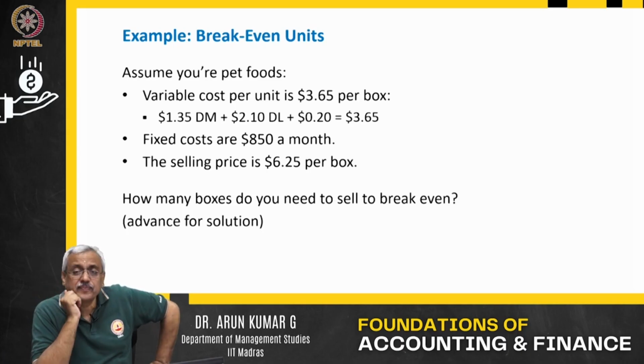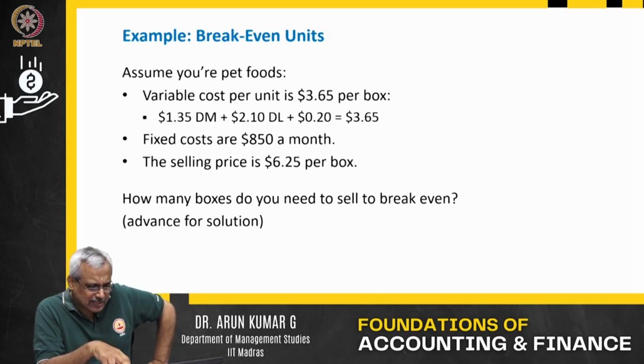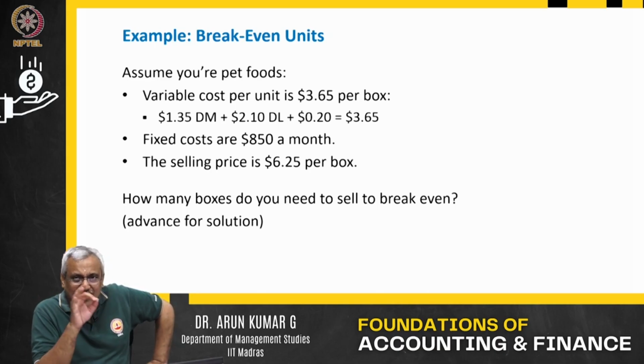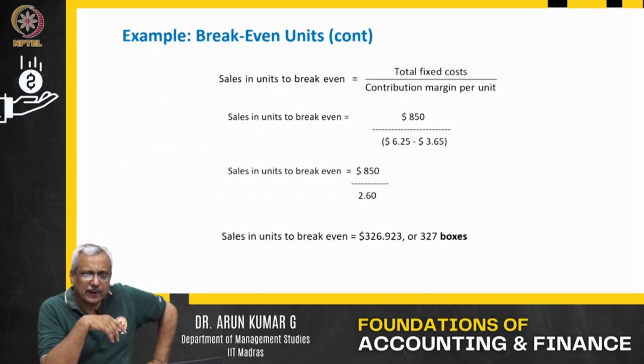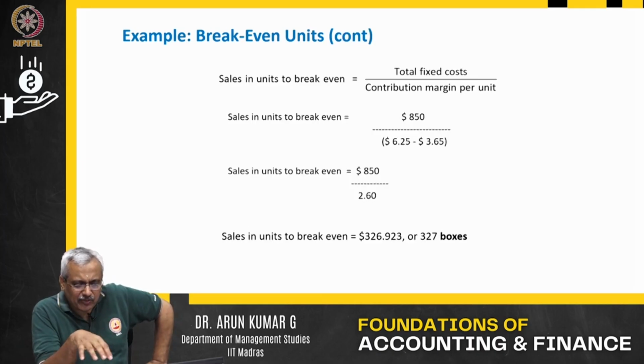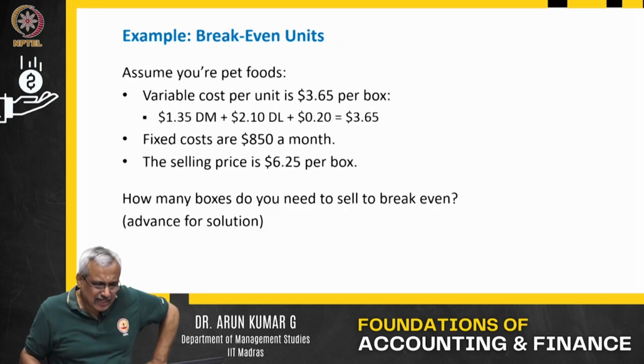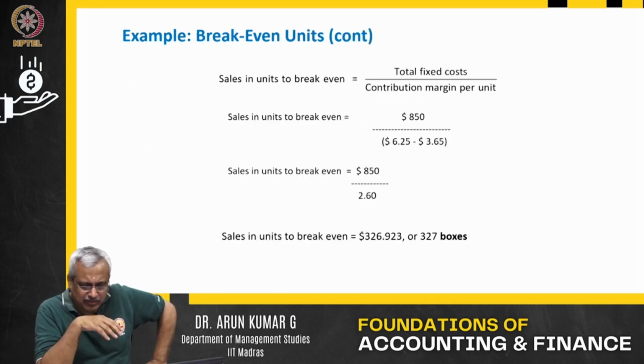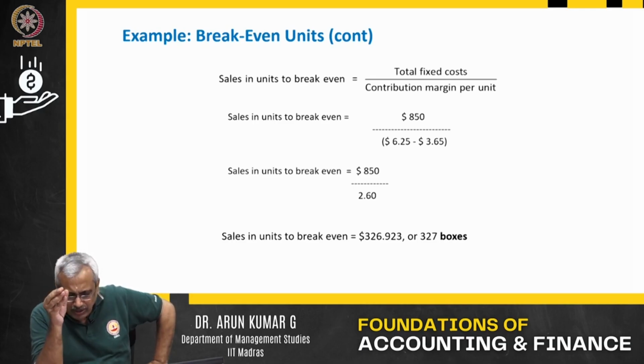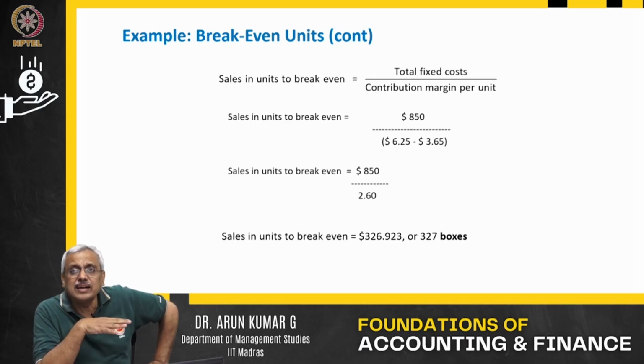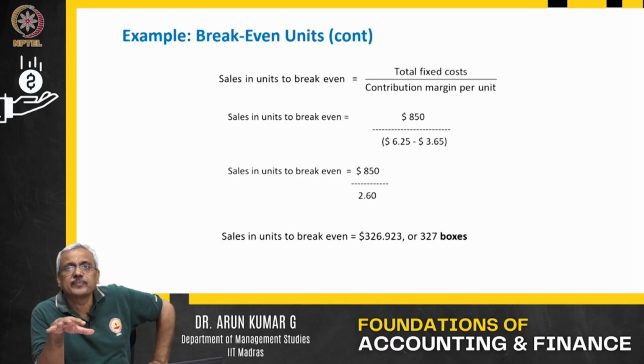You can calculate it. I want to calculate the contribution. What is contribution? 6.25 minus 3.65, that is 2.60, is your contribution per unit. What is my fixed cost? My fixed cost is $850 a month. So I need to look at 326.923, or 327 boxes. If I manufacture that, I am breaking even.